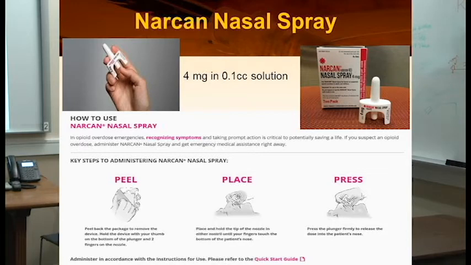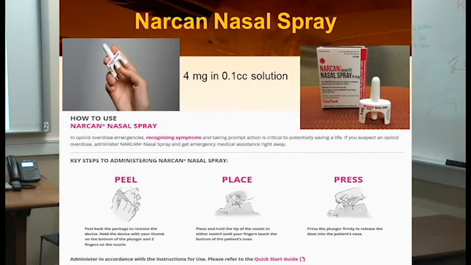Again, not recommending one or the other, but you're seeing a change in the times. These kits have come out at 4 milligrams and 0.1 cc. One had 2 milligrams and 2 cc's. This one's got 4 milligrams and 0.1 cc. So we're talking about a very, very small amount of liquid.